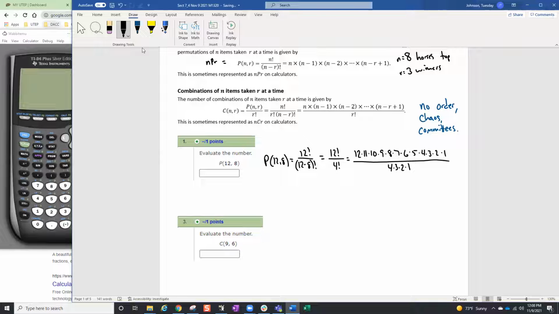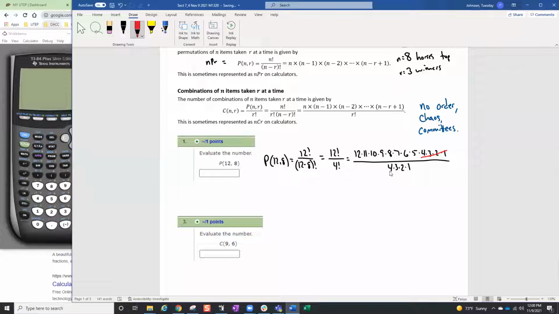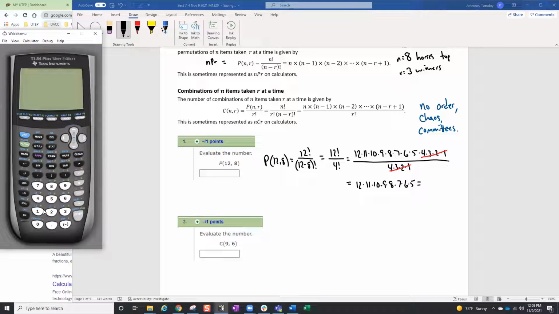All right, but check it out. Let's pull up a red here. This 4, 3, 2, 1 is going to cancel that 4, 3, 2, 1. And so this is really just 12 times 11, 10, 9, 8, 7, 6, and 5. And we can do that. We could type that into this calculator one by one. Ugh. And we can try to do it without messing up.